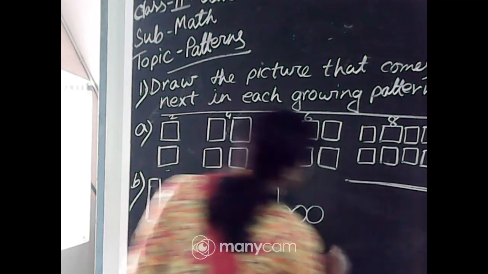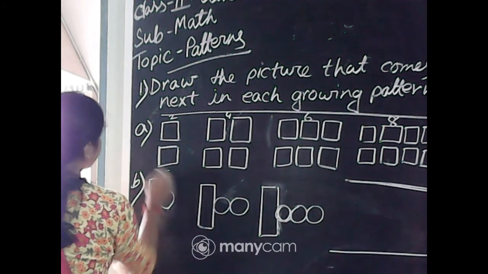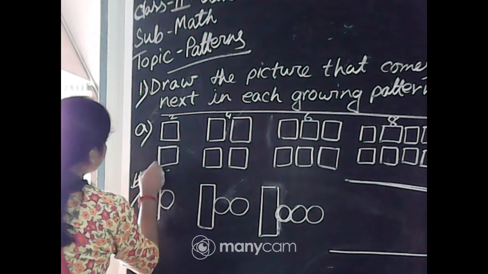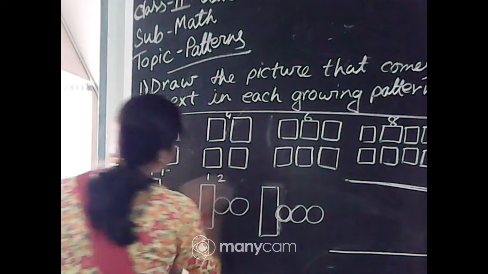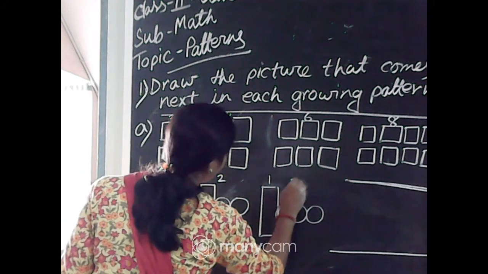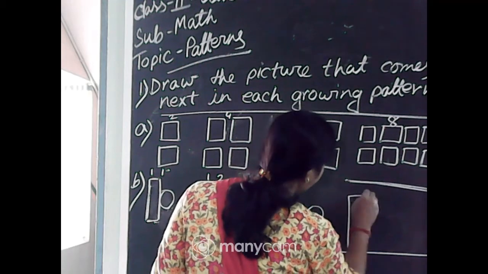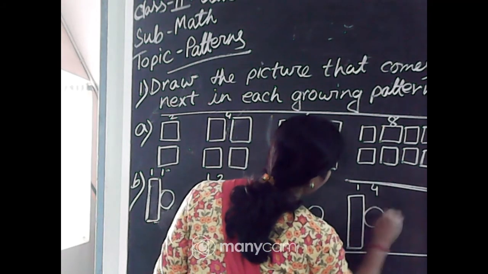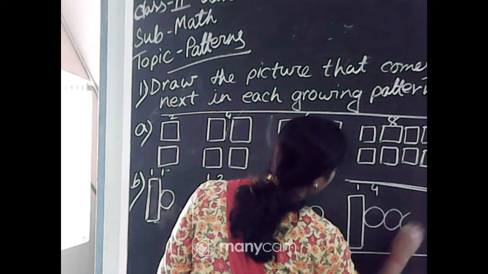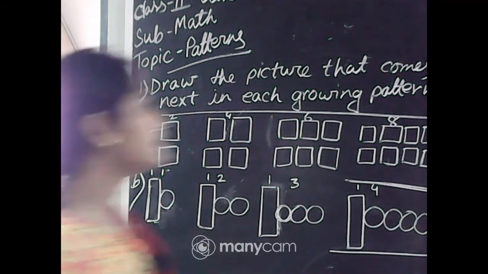Okay. Then what will be the next? What will be the next? Here one rectangle and one circle, one rectangle and two circles, one rectangle and three circles. Then next will be one rectangle and four circles. 1, 2, 3, 4. One rectangle and four circles. Understood?